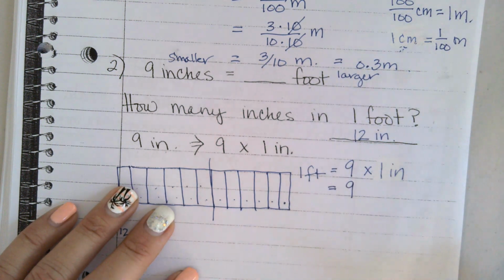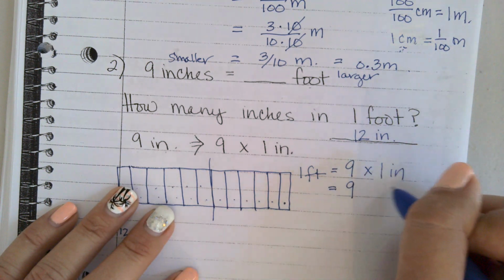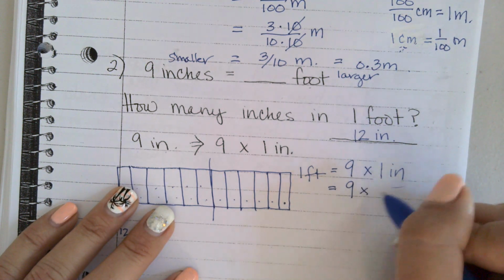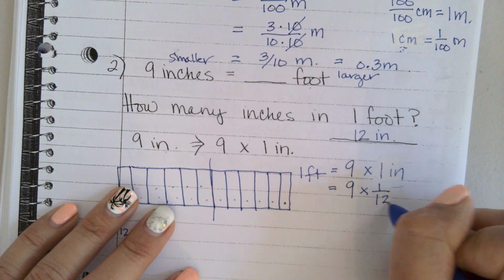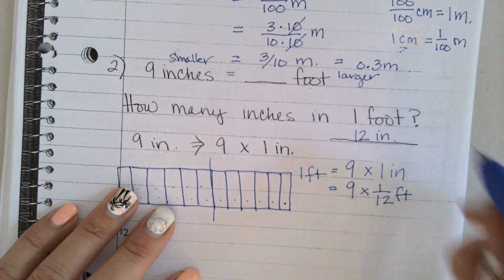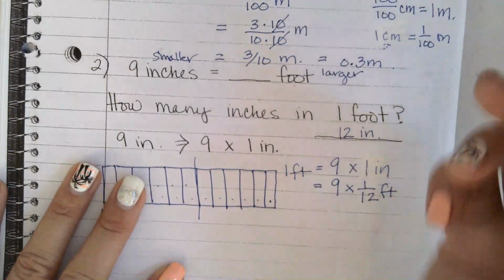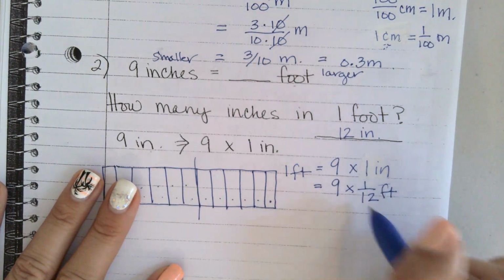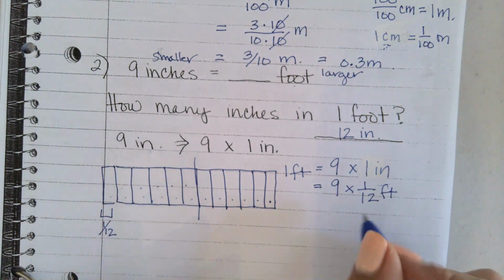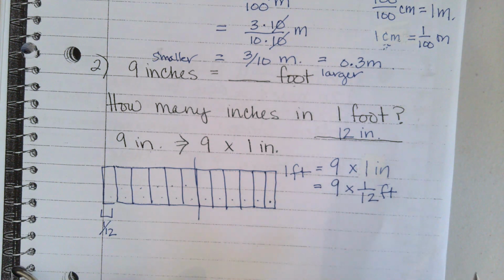Now we have 9. Now we're going to convert that 9 times 1/12 of a foot, right? So remember how we converted up here? Our second step was to change our measurement, right? Our unit measurement. So let's rename 1 inch as a fraction of a foot. Now we have written 9 copies of 1/12 of a foot.